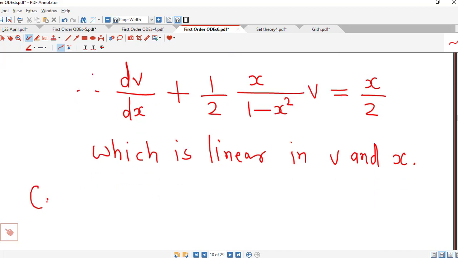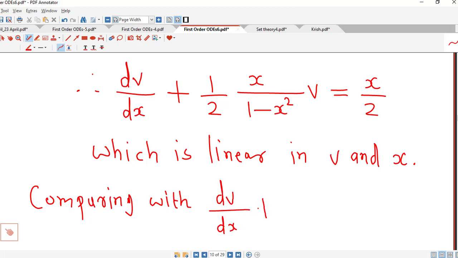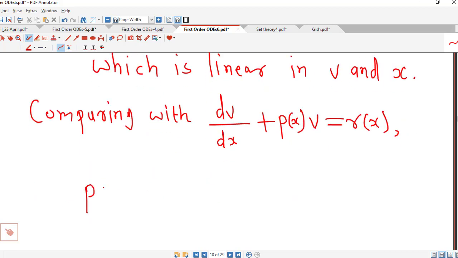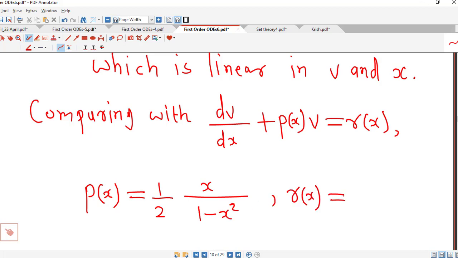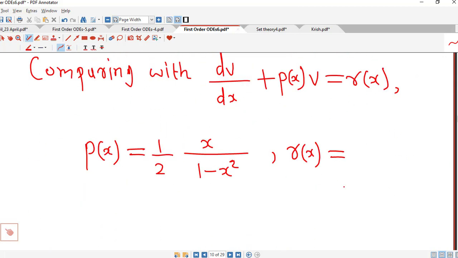First we compare this with standard form of linear differential equation with v as dependent variable, comparing with dv by dx plus px times v equal to rx. We can see coefficient of v is px. So we have px equal to 1 by 2 times x over 1 minus x square, and right hand side is rx, which is x over 2.